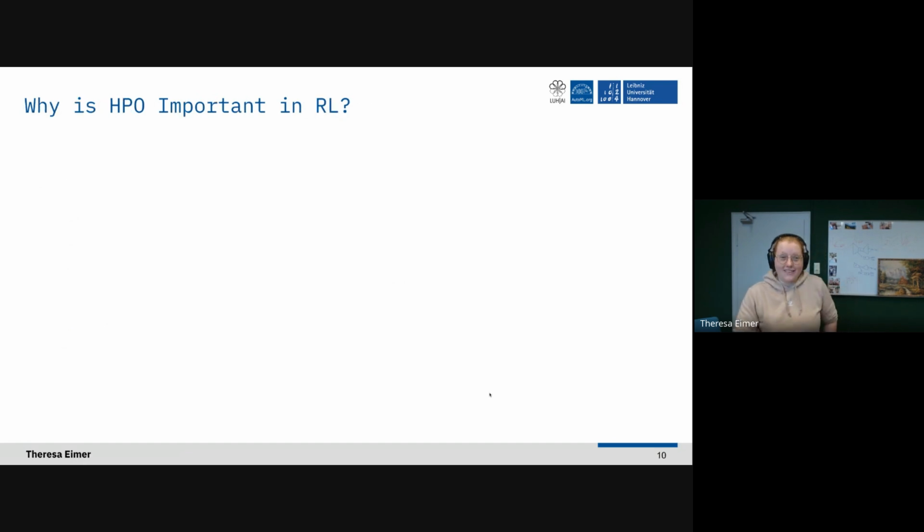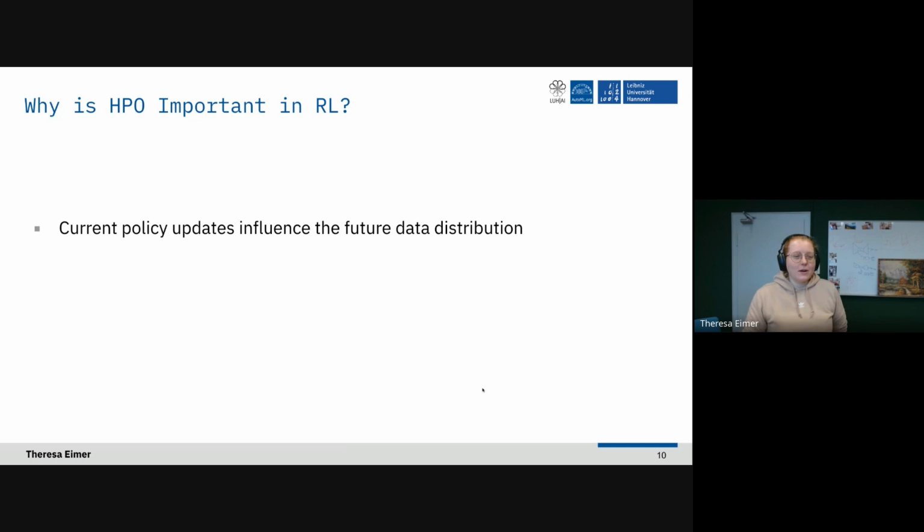So first, why is HPO in itself important? And I think you already know this if you've used RL for any amount of time. One of the crucial points here, I think, is that the policy updates we see in the moment actually influence what happens in the future, influence the data we see in the future. So if we make bad decisions in policy updates or have bad configuration for the policy updates, an extremely high learning rate, for example, and then our policy goes off the rails, then our future data distribution will suffer. That's very bad for learning.